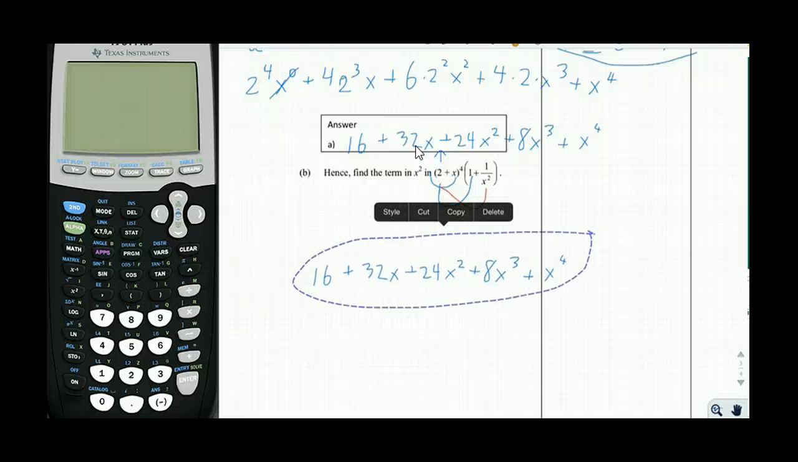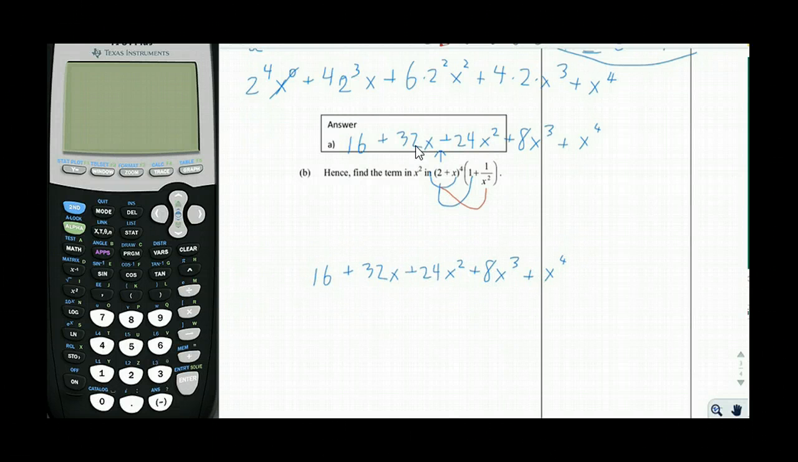I'll move it a little bit over here. And then I'm going to take each one of these terms, like 16, and multiply it times 1 over x squared. When I multiply 16 times 1 over x squared, I just get that. And when I do 32x over x squared, I get that. And when I do 24 times x squared divided by x squared, I get that. And when I do 8x cubed divided by x squared, I get that.